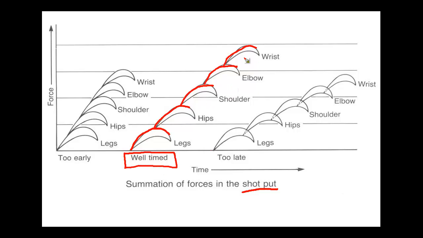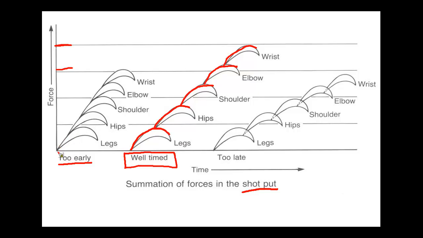And you can see if you come across here to the left hand side, the amount of force that is generated is really quite high. Now on the left here we've got too early, and you can see the result of too early straight away. You can see the force that is created is much less than the well-timed version.